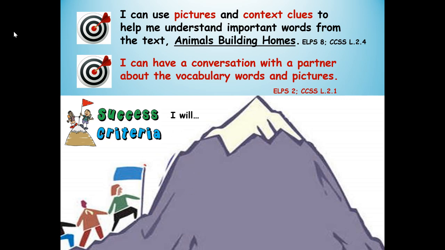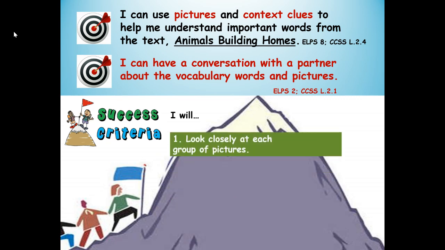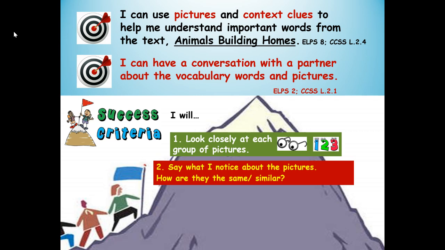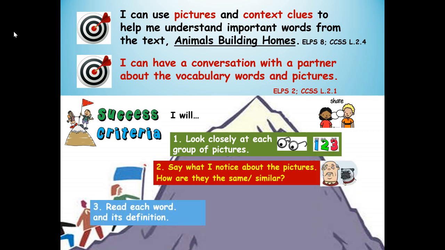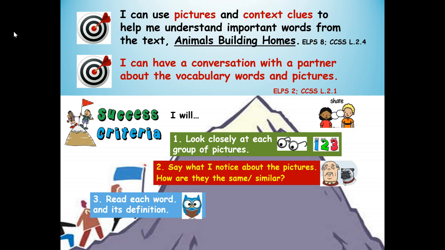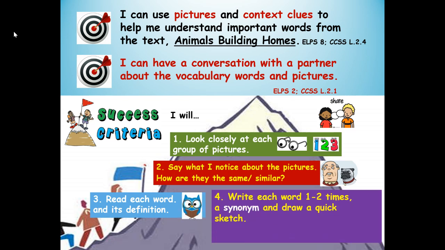Well, just like these people are climbing the mountain and they want to reach the top, we want to reach our learning targets. And here are our steps to success. 1, I will look closely at each group of pictures. 2, I will say what I notice about the pictures. How are they the same or similar? 3, I will read each word and its definition. 4, I will write each word 1 to 2 times, a synonym, and draw a quick sketch.